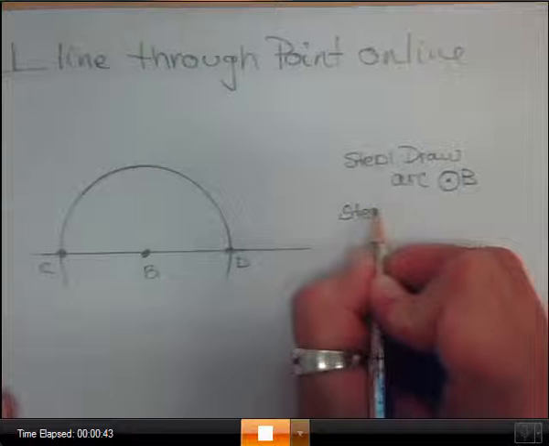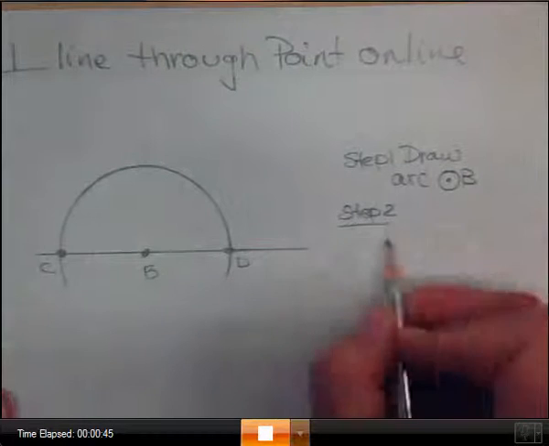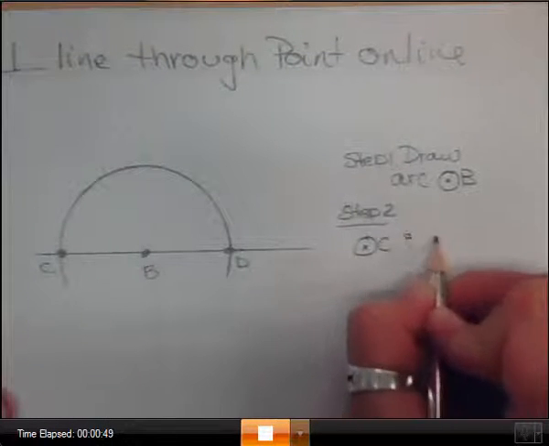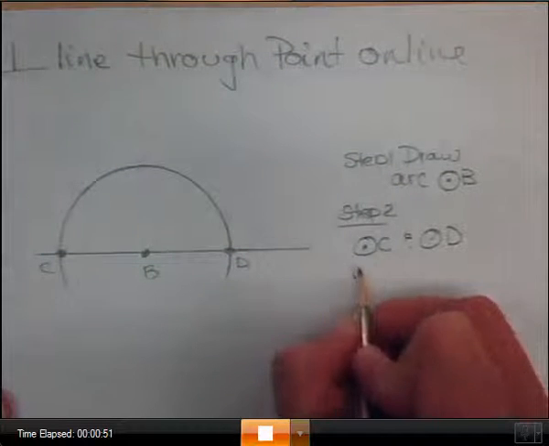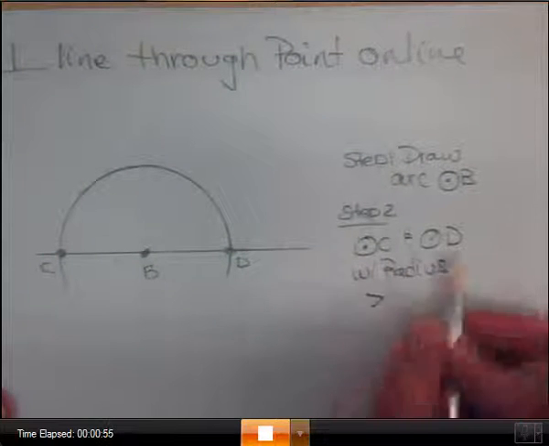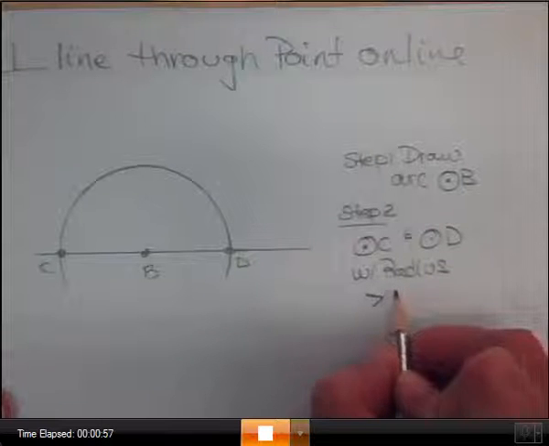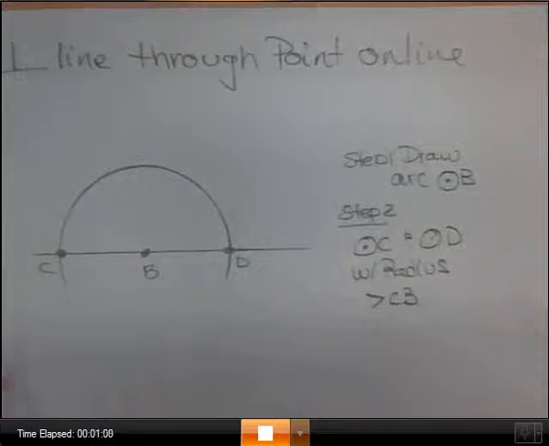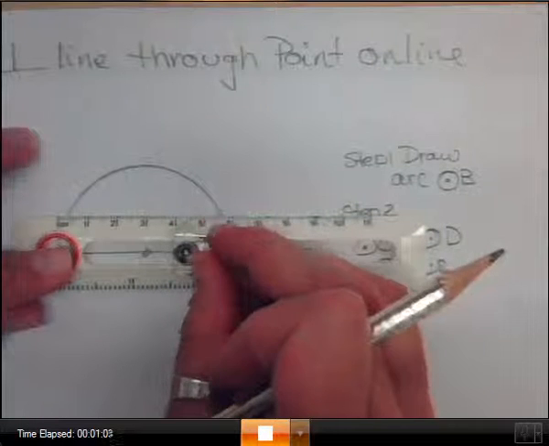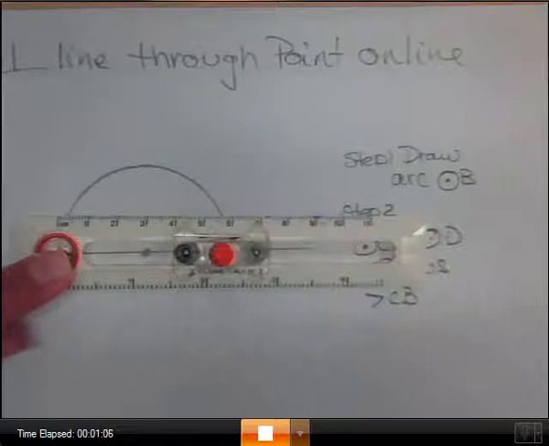Then your step two is to draw an arc centered at C and an arc centered at D with a radius that is greater than the length of CB. You got to go past that halfway mark because it's going to cross in two different spots. So we're going to reset our compass to be a little larger.